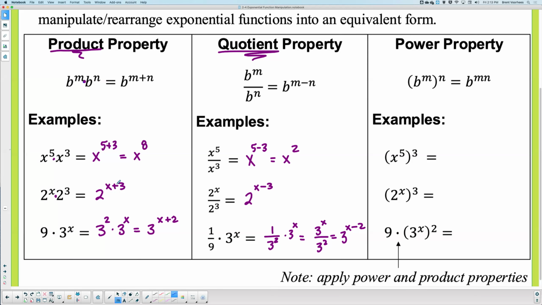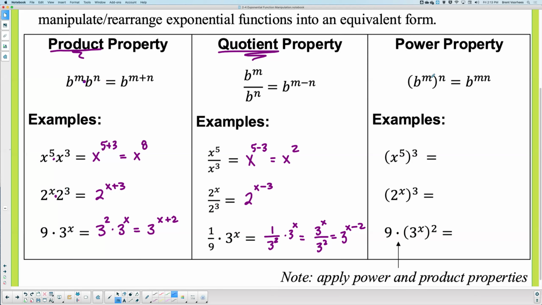So if adding x's is the same thing as multiplying y's, subtracting x's is the same thing as dividing y's. Because that's the definition of exponentials. Exponentials are proportional. X's add, y's multiply. X's subtract, y's divide. All right, last one.